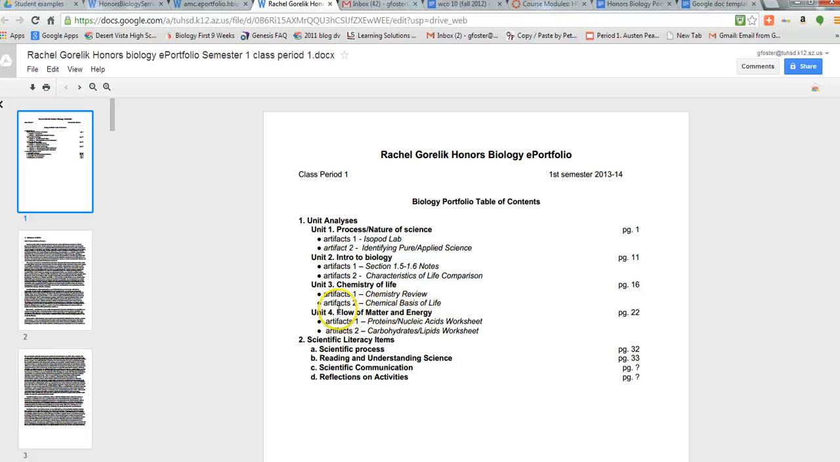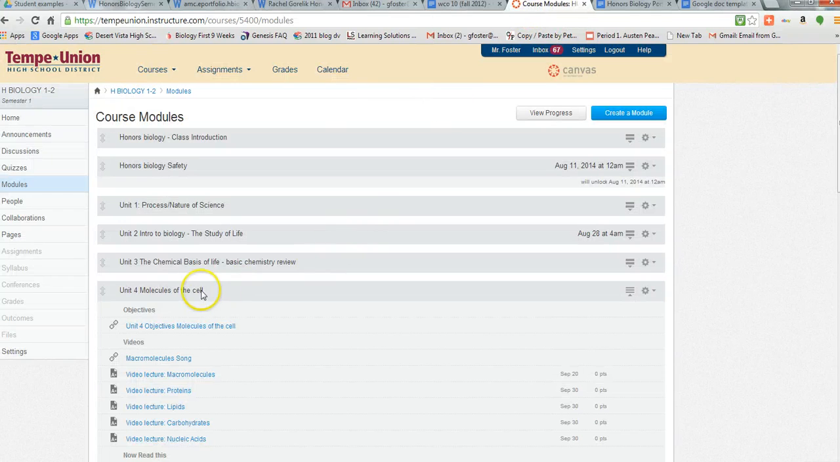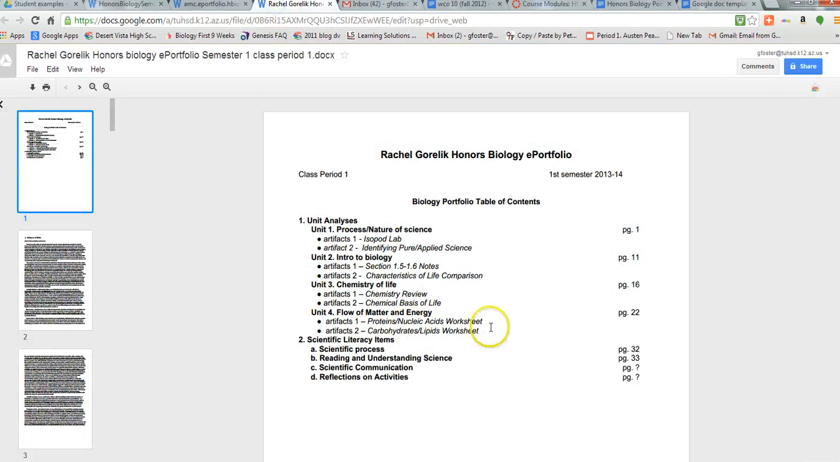So notice right here, take a look. This is flow of matter and energy. That's not our unit 4 name. Our unit 4 name is molecules of the cell. Okay, so that's something that you got to make sure you check on. And I saw a lot of that. And then down here, you got scientific processing, reading and understanding. So A and B are what I should see. And then the pages where these things would occur, which she's done a nice job on.